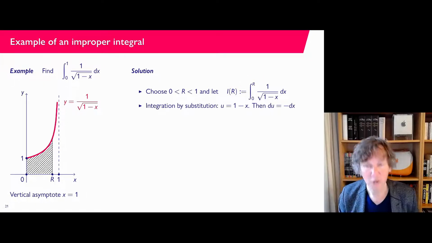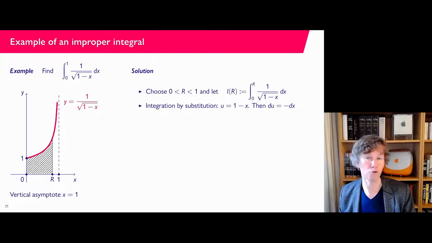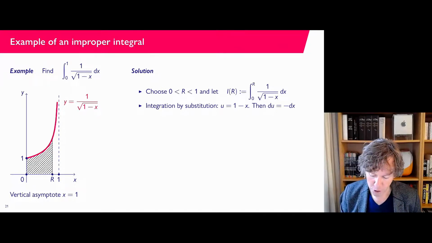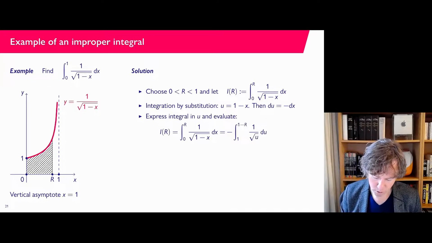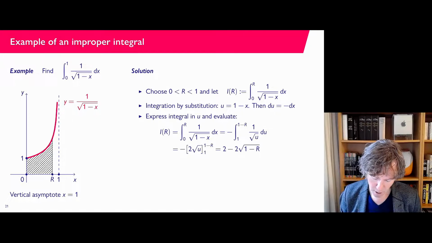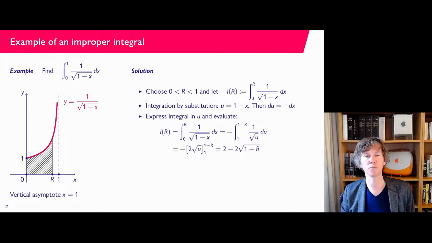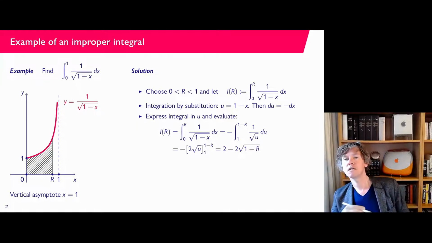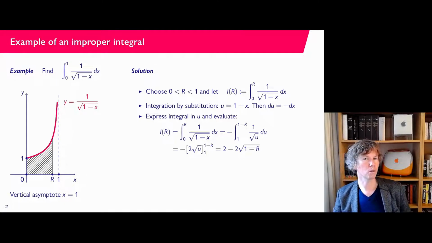Now, we can do this using integration by substitution. You know how to do that. You've seen that technique. du equals minus dx. You can express the integral in u, evaluate. I change the limits here so I don't have to go back to x. And then I find that apparently this integral equals 2 minus 2 times the square root of 1 minus r. And you see that this expression is perfectly well defined for r going to 1. So I can just plug in r equals 1 and I find 2.